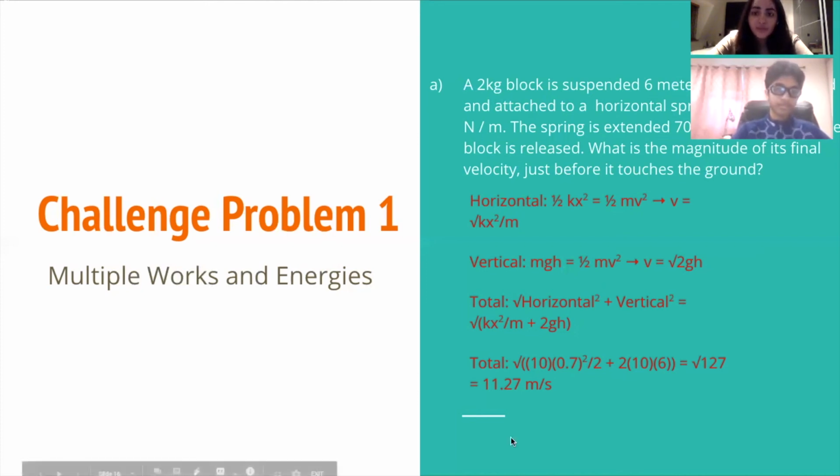And again, what's important to recognize here, and don't get stuck, is that we have 70 centimeters, not 70 meters. And the formulas here work with meters. So you have to make sure that the values that you are using are actually the ones that work for the formula. So therefore, instead of 70 here, we have 0.7, so that we're using the meter value. And we get that the total velocity is approximately 11.27 meters per second.